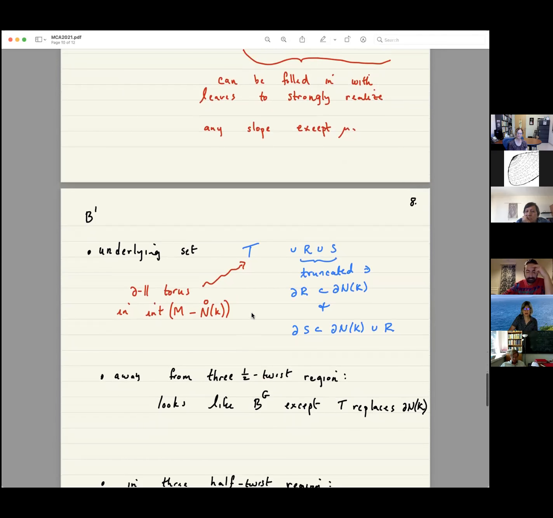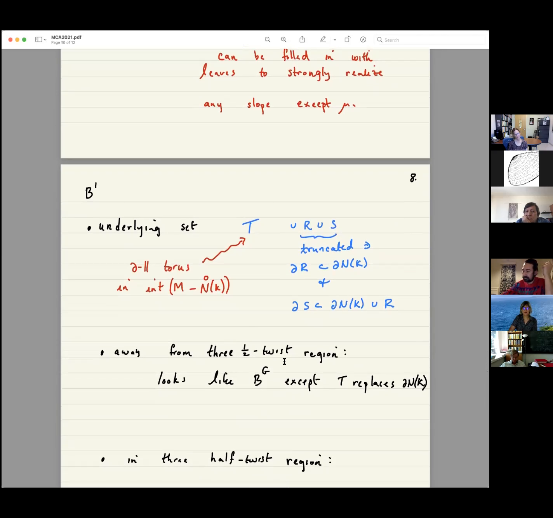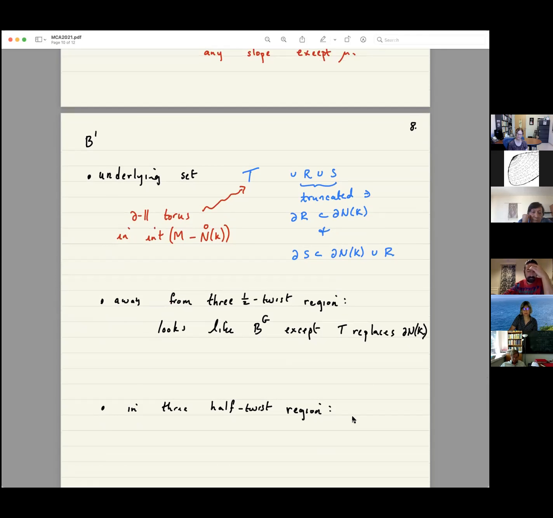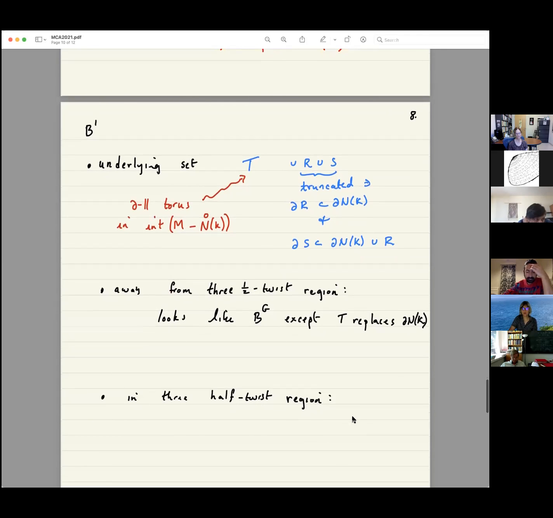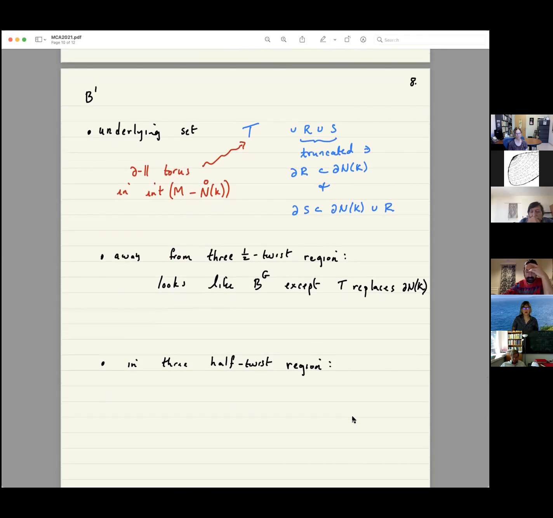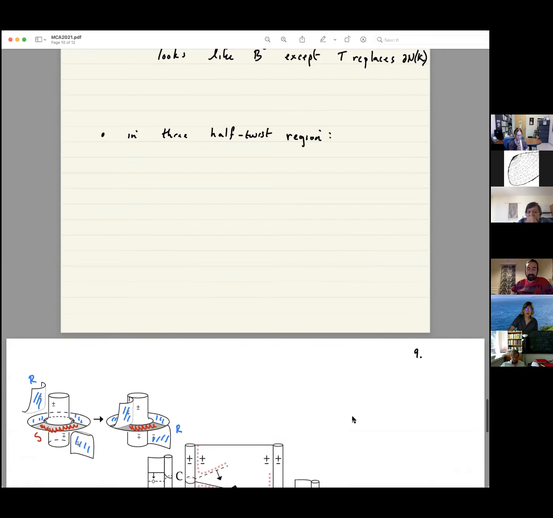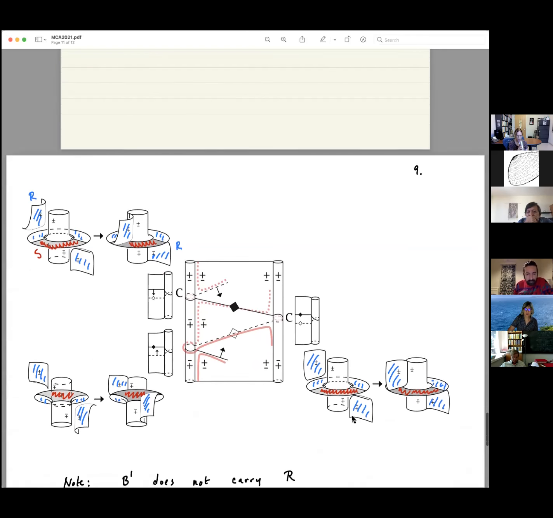So again, the underlying set is just T and R and S, which were truncated. And away from that 3 half-twist region, the branch surface is going to look exactly like the Gabai branch surface, except this added torus is going to replace the role of the boundary of N of K. And in the 3 half-twist region, we're going to have the following picture. And the following picture, I'll try and go through a little bit slowly.